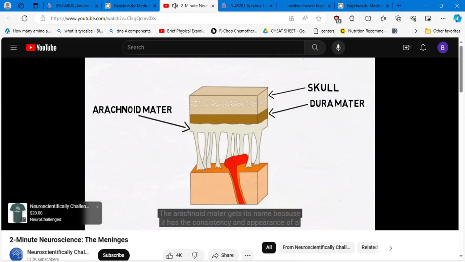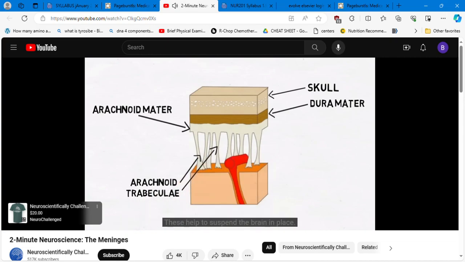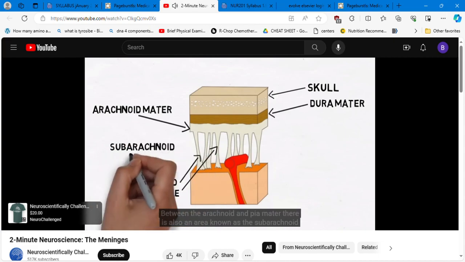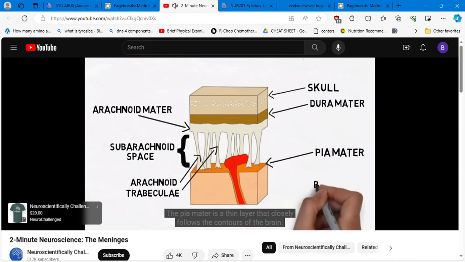The arachnoid mater gets its name because it has the consistency and appearance of a cobweb. It is much less substantial than the dura. Strands of connective tissue called arachnoid trabeculi stretch between the arachnoid and pia mater. These help to suspend the brain in place. Between the arachnoid and pia mater, there is also an area known as the subarachnoid space, which is filled with cerebrospinal fluid. The pia mater is a thin layer that closely follows the contours of the brain.